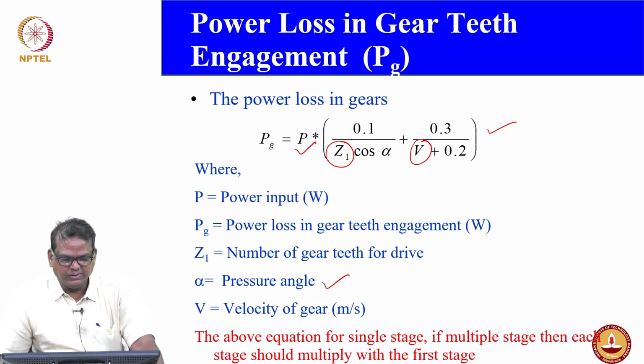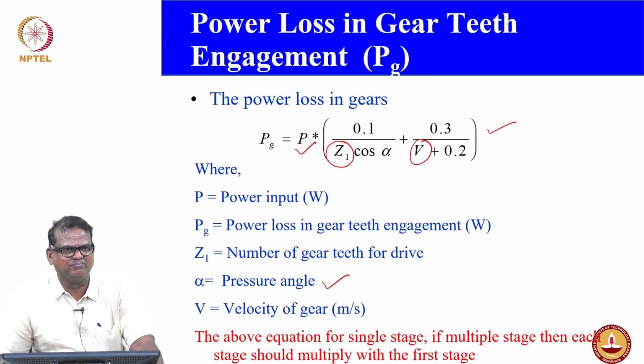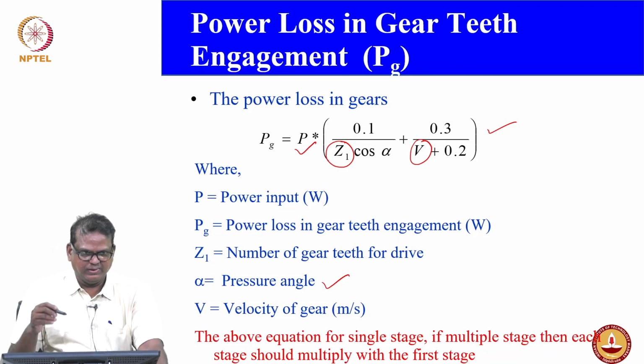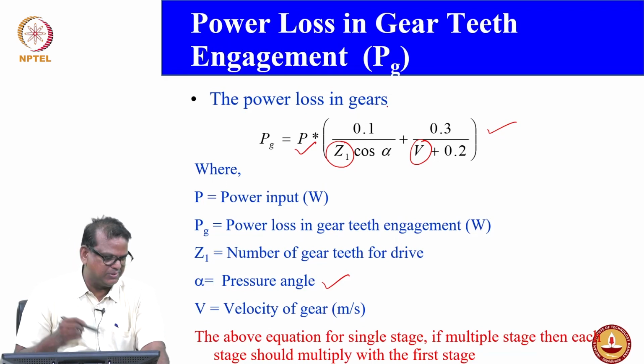Normally the equation is simplified here. Usually we will have a friction coefficient. Again, the friction coefficient is variable, depending on the surface roughness, lubrication, flash temperature, and bulk temperature of the material. There are so many factors. So I do not want to give a very complex equation. For your understanding, I have given a very simple equation for power loss in the gear meshing aspect.